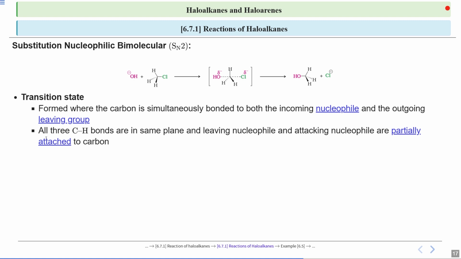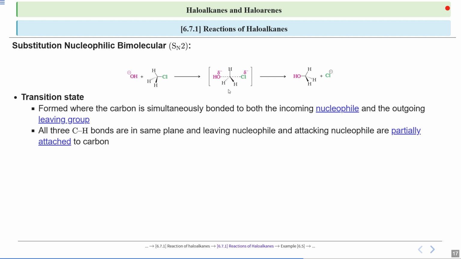So in the transition state, the carbon is attached to 3 other hydrogens, right? Basically, it is forming 5 bonds in the transition state, in which one is forming and another is breaking. Other than that, there are 3 permanent bonds which it forms with the hydrogen atoms. All these carbon-hydrogen bonds are in the same plane.